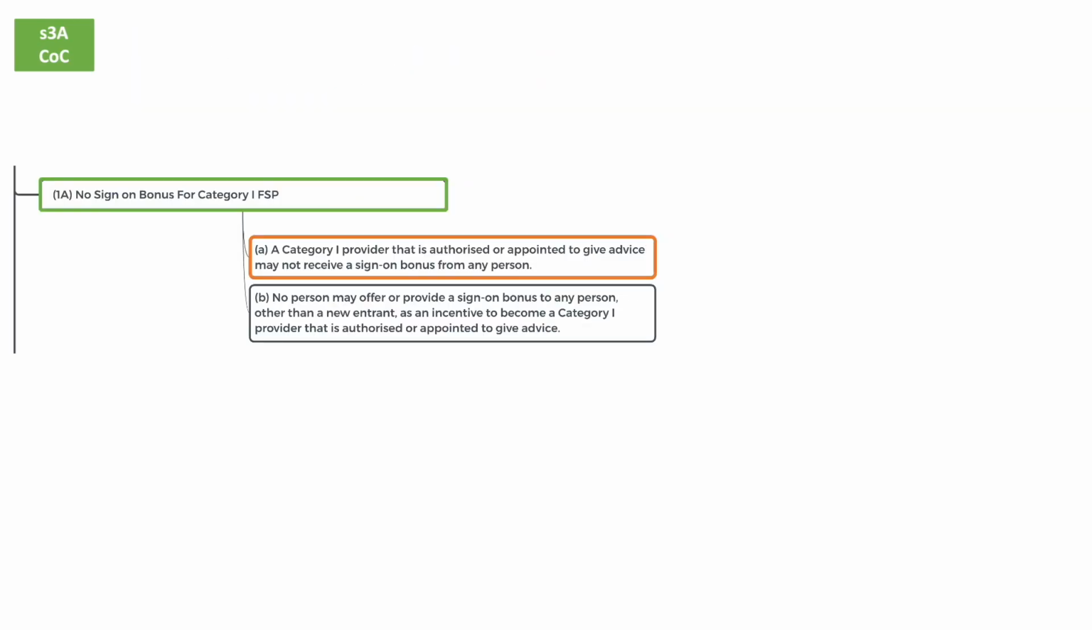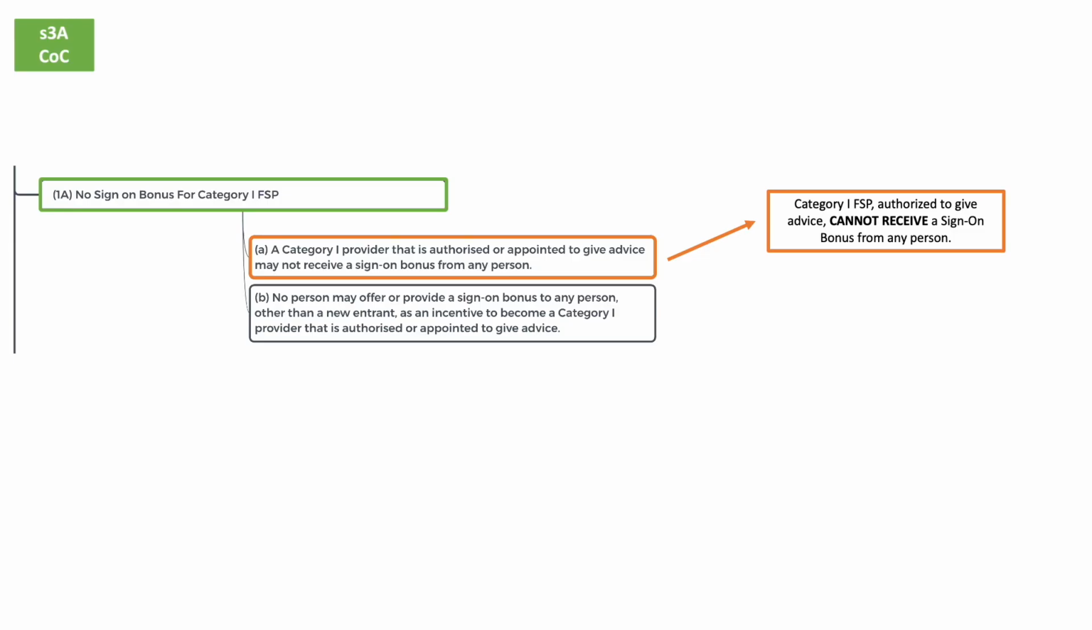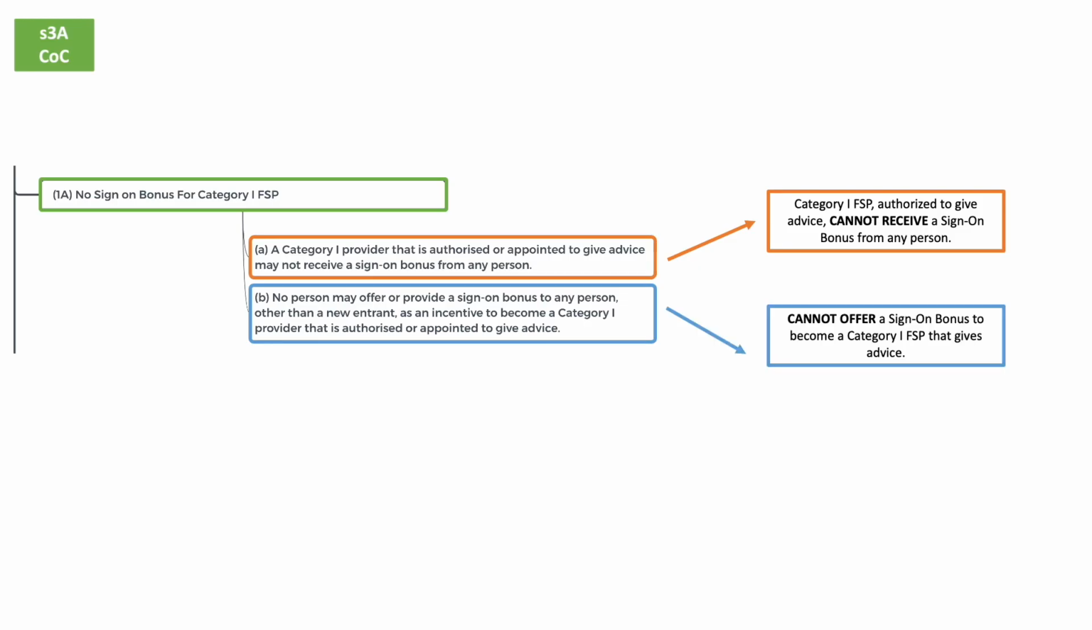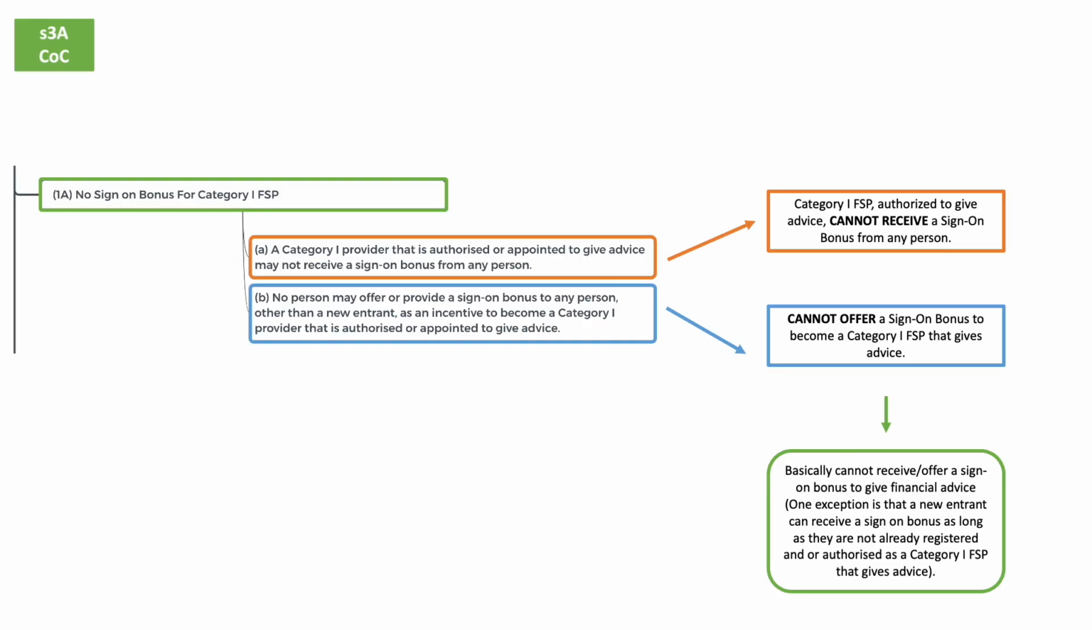Subparagraph A basically states that a Category 1 FSP authorized to give advice cannot receive a sign-on bonus from any person. Subparagraph B basically states that one cannot offer a sign-on bonus to become a Category 1 FSP that gives advice. Basically, one cannot receive and or offer a sign-on bonus to give financial advice. One exception is that a new entrant can receive a sign-on bonus as long as they are not already registered and or authorized as a Category 1 FSP that gives advice.